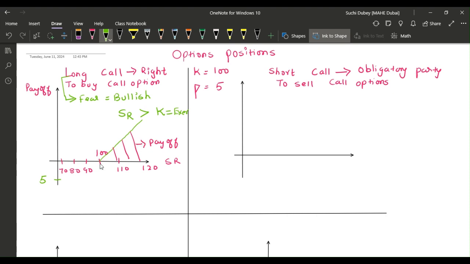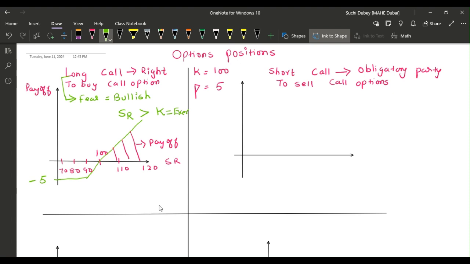So what will happen is that if the spot rate is less than K, he will not exercise the contract, and if he is not exercising the contract, the maximum that he will lose is minus 5. I'll put it as minus 5. That's the maximum loss that he may incur, which is only $5, provided that he is not exercising this contract. So that is the first payoff diagram, for a long call, right?